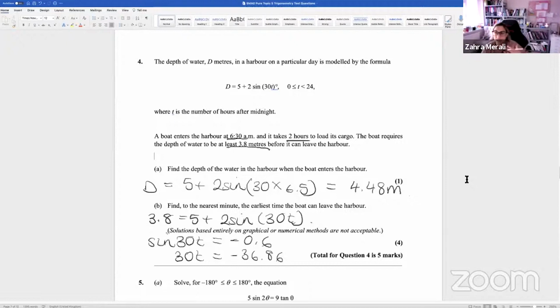Inverse sine, so shift sine of minus 0.6 gives you minus 36.86. Now remember sine, the rule to get the next one, I mean, you might use CAST diagrams, but the rule to get the next one is always to take 180 minus x. Okay, so 180 minus, which gives me 216.86.